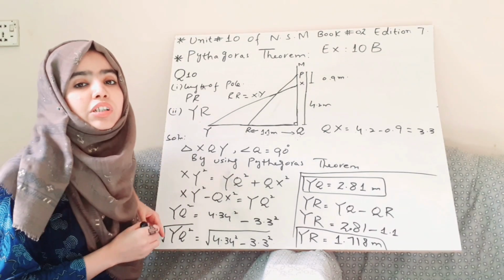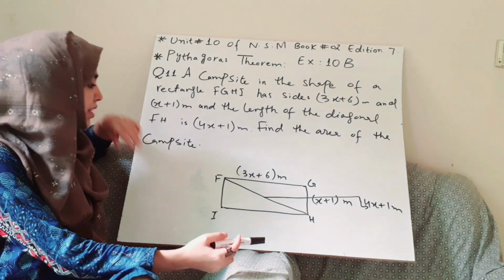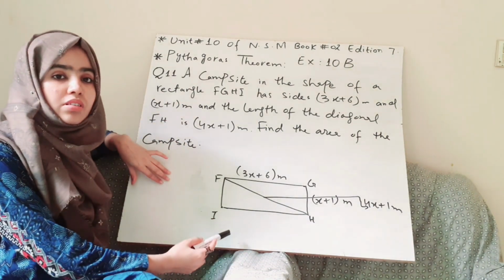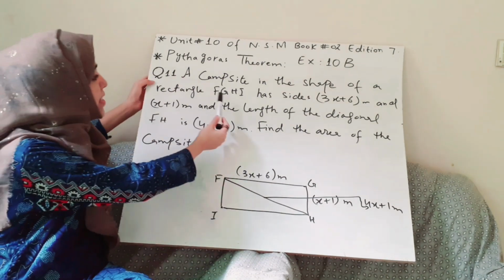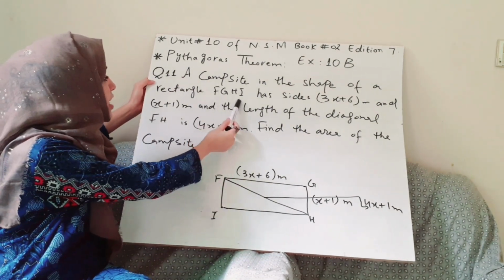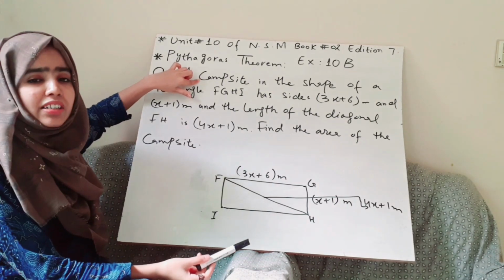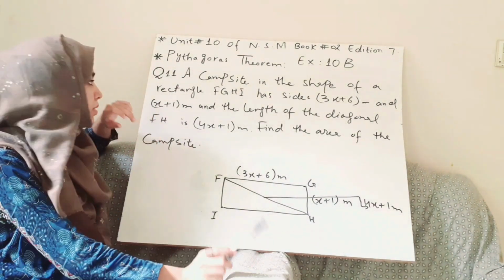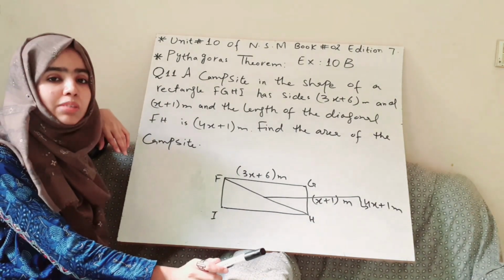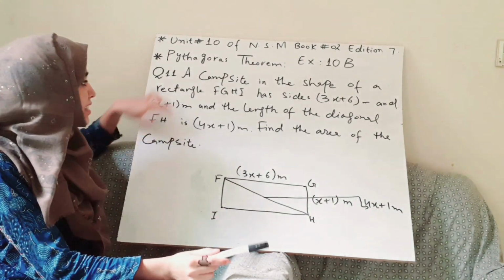Now let's move on to the next question. We have been given this statement. After reading the statement, we will draw the figure because I think the figure is not given in this question. So let's read it. A campsite in the shape of a rectangle FGHI. What is a campsite? A campsite is a place where we camp, a place where we go for staying purposes. That place where we camp is called a campsite.